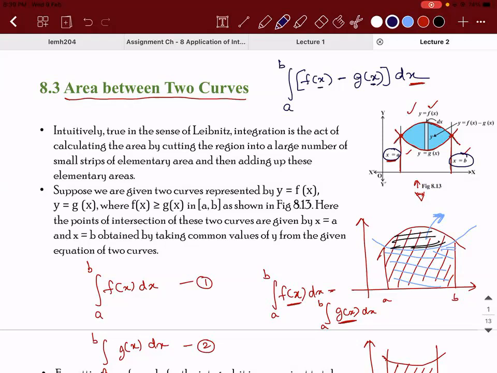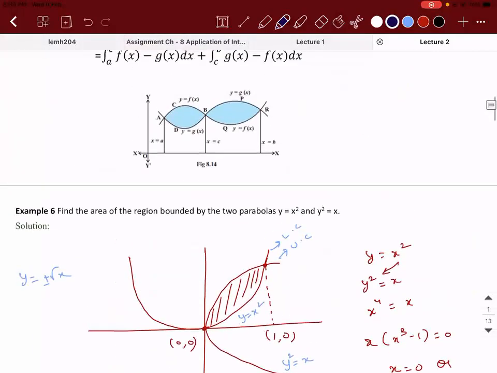But the challenge is, it's not as simple as I explained it. In this case, we have taken a generic example, but we saw the problem that we asked yesterday: find the area of the region bounded between the two parabolas y is equal to x square and y square is equal to x. The prerequisite to solve the problems in this chapter is you need to know all the shapes.